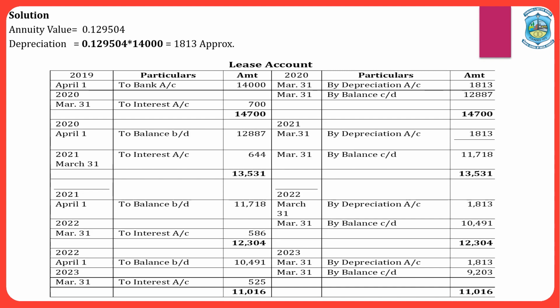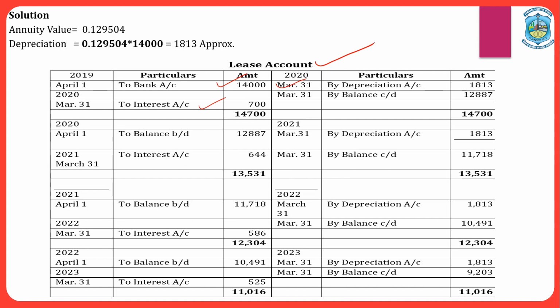Now comes the lease account. On 1st April 2019, the asset was purchased, entry lease account debit to bank. That is the reason in the debit side we have mentioned to bank 14,000. Depreciation is always charged on the last date. On 31st March 2020, the last date of this financial year, by depreciation, the amount of depreciation is 1813. When we are charging depreciation, the entry was depreciation account debit to asset account.